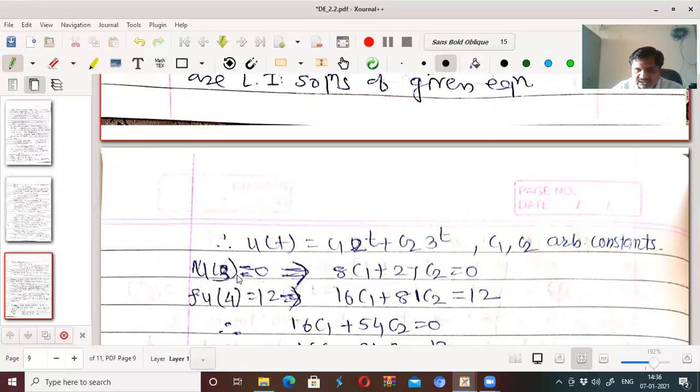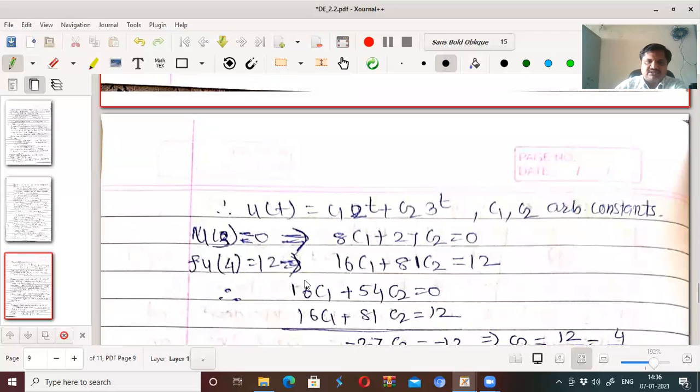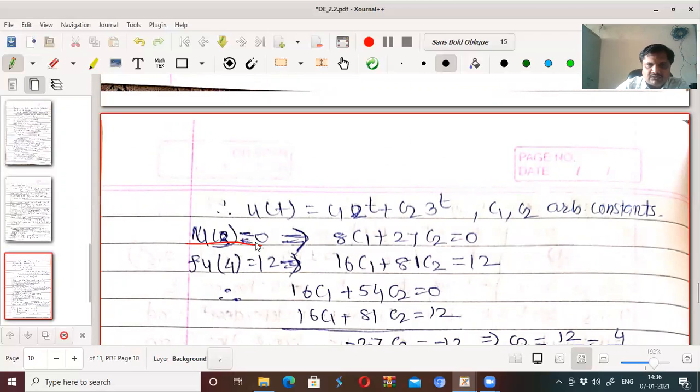Now we have been given two conditions. One, u at 3 equal to 0. This is the first condition. So by putting t equal to 3, what do we get? If I put t equal to 3, 2 to the power t plus 3 means 2 to the power 3 into 2 to the power t. That is 8c1 plus 27c2, because 3 to the power 3. Right? What is 2 to the power t? t is replaced by 3. 2 cube is 8c1 plus 3 cube 27c2 equal to 0.